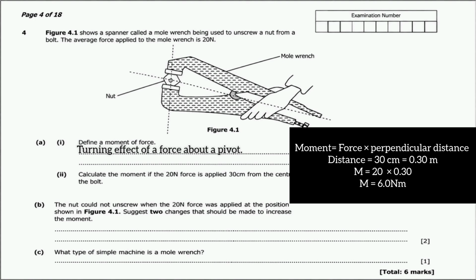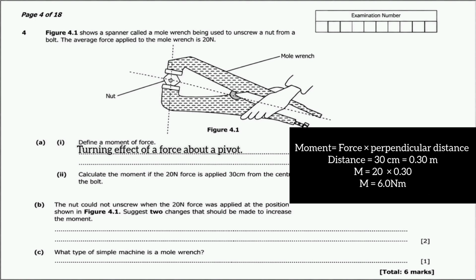0.10, because we have converted that 10 centimeters into meters. Always convert your distance into what? Meters, please. So when you convert that 10 centimeters into meters, you simply divide it by what? By 100, which will give us 0.10 meters. Alright, so we're going to multiply that 20 with that figure, then we're going to get 2.0 Newton meters, our answer on question A2.